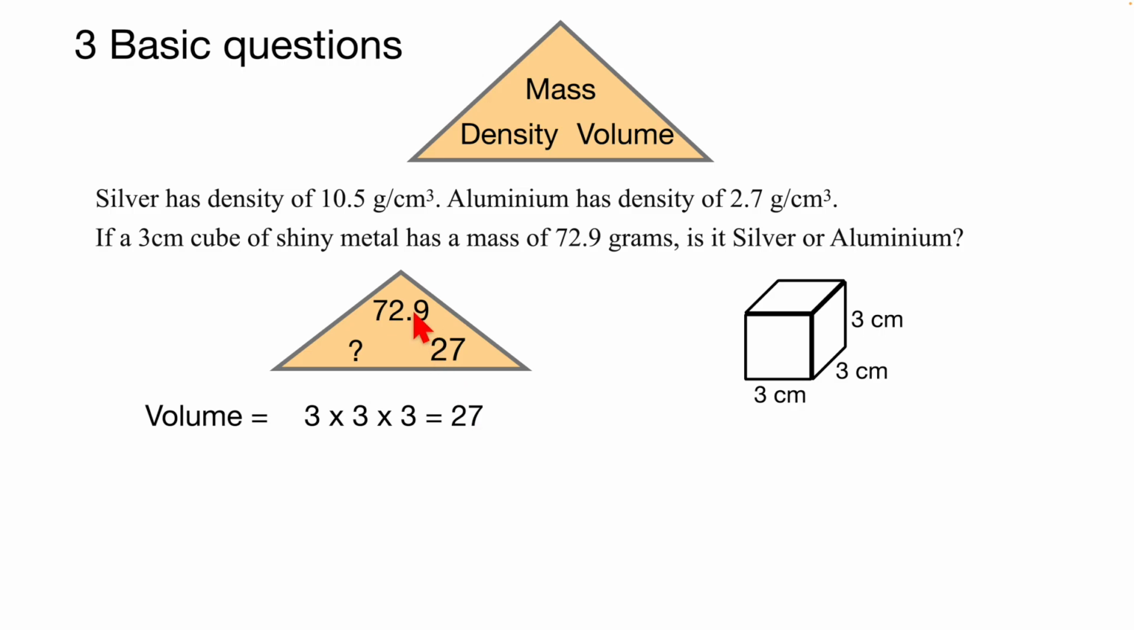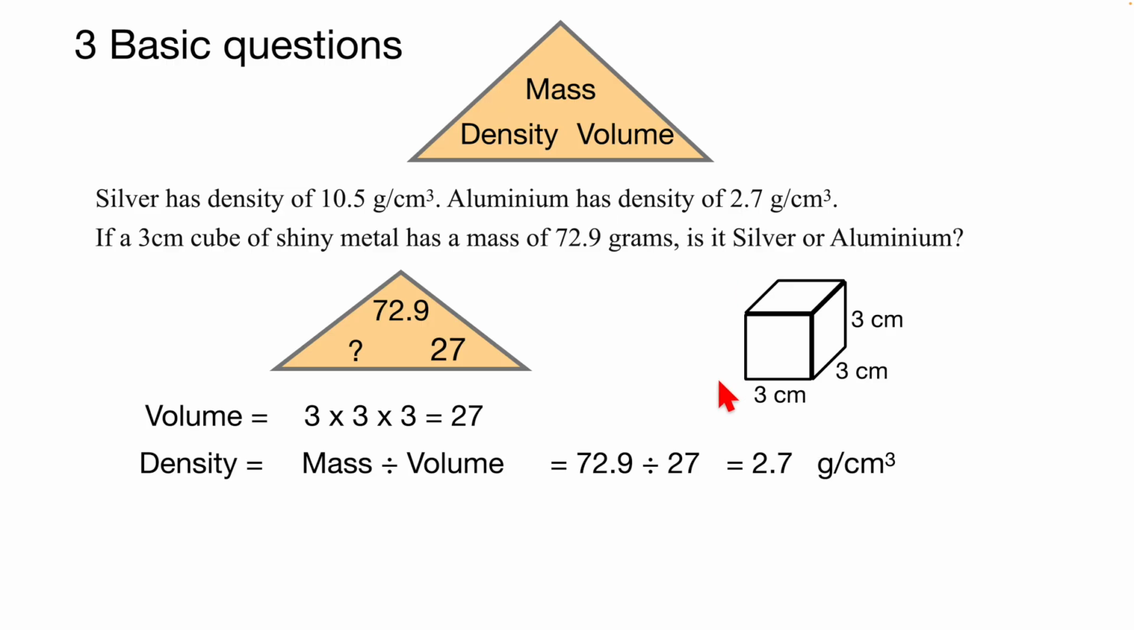So now we've got our mass and we've got our volume. What is the density? Density, mass divided by volume, 72.9 divided by 27 equals 2.7. And 2.7 is the density of aluminium. And it's in grams per cm cubed because everything's in cm cubed and in grams. The metal is aluminium. That's the answer to the question. Don't stop here. The metal is aluminium. Sorry, boys and girls. It would have been worth a lot if it was silver.